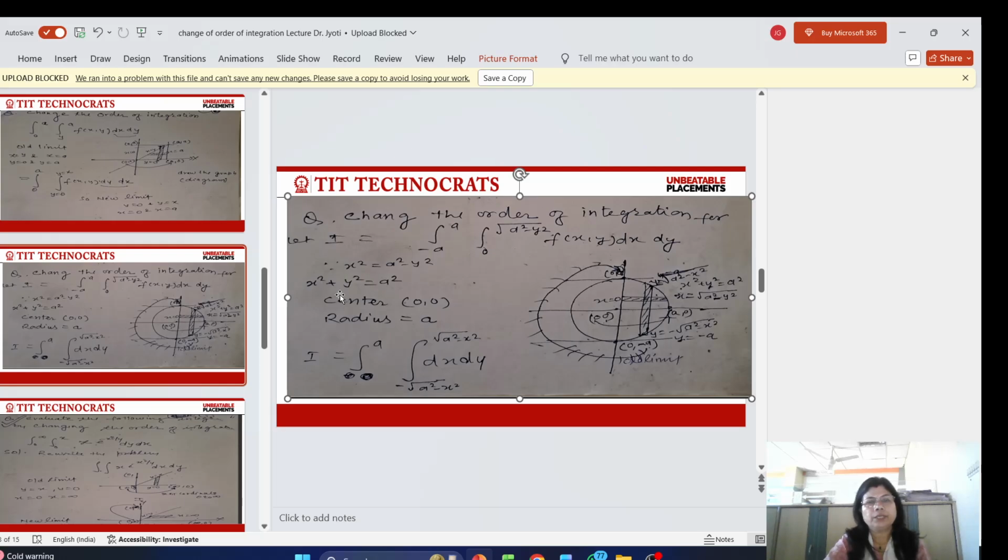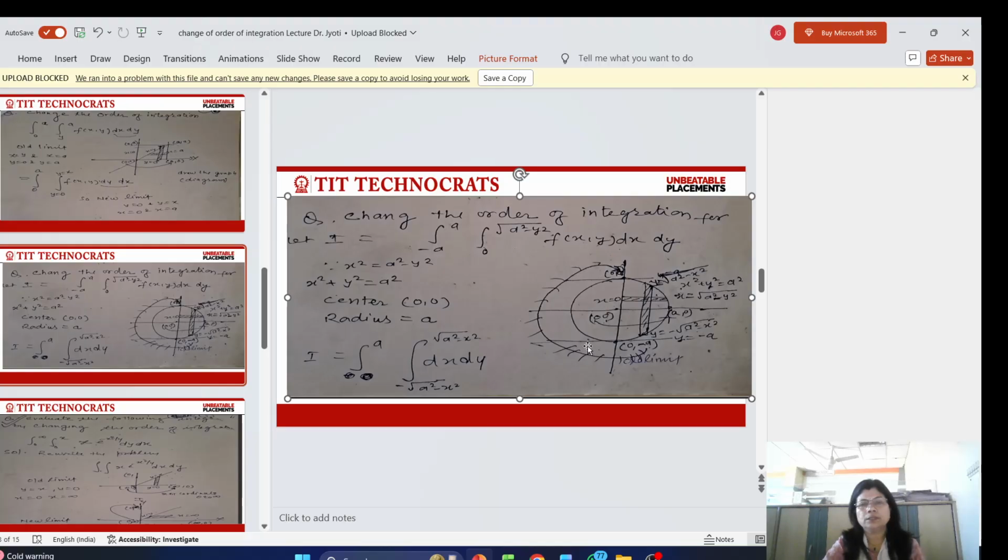Next problem is change the order of integration for I is equal to integration of minus a to a, integration 0 to root a square minus y square f of x y dx dy. Here x square is equal to a square minus y square, so x square plus y square is equal to a square. Now center is 0 0, radius is equal to a. This is the equation of a circle.